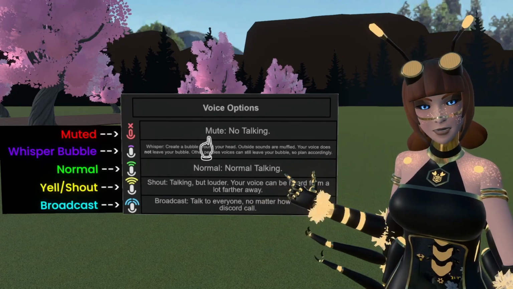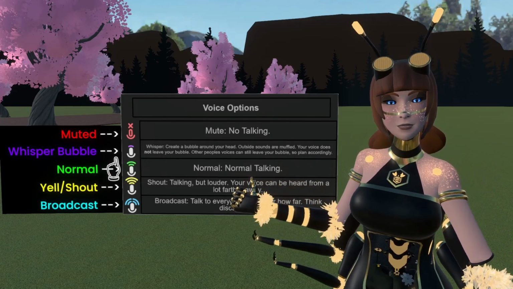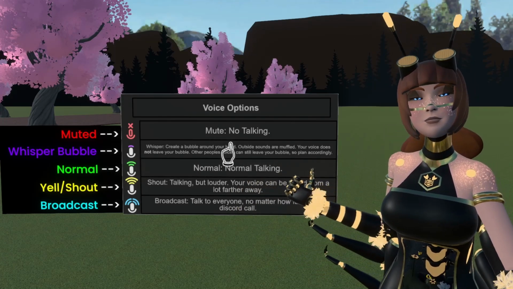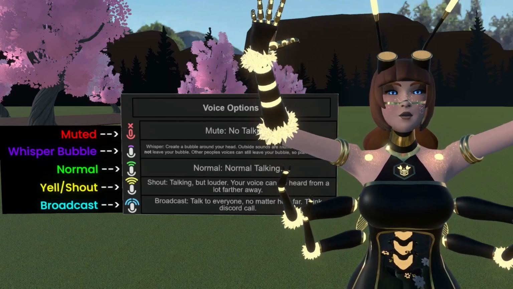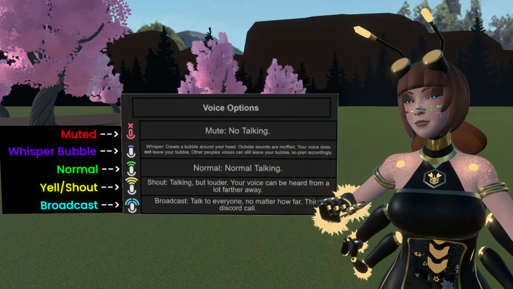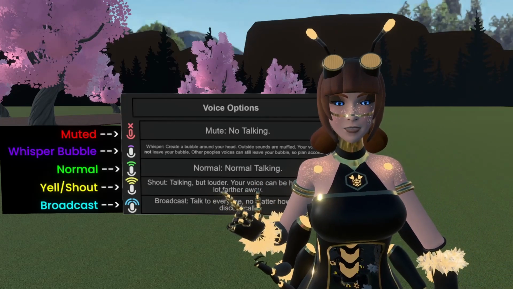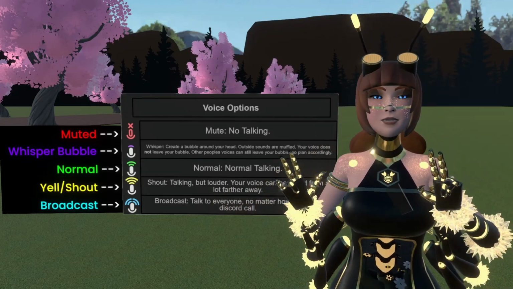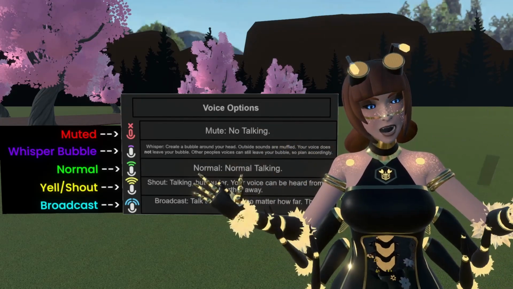So the next one, it's going to be purple, and that is your whisper bubble. Your whisper bubble is going to surround you. It's, well, quite literally a bubble. And inside of this bubble, you cannot be heard by people outside of the bubble.